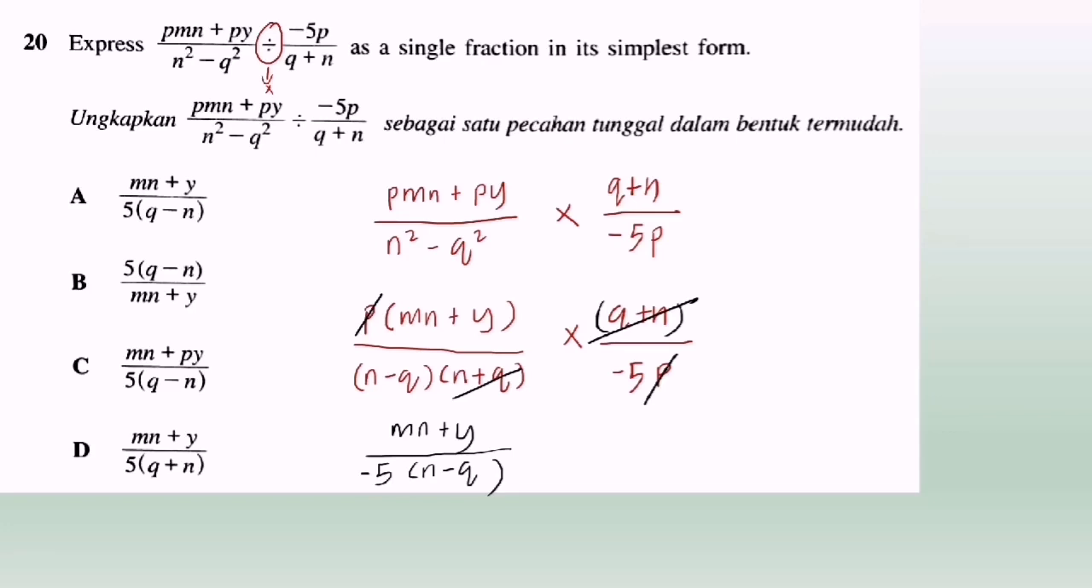To see the answer, what you need to do is put the negative into the bracket, which means here becomes negative n and here is plus q. So the answer is (m plus y) over 5(q minus n). So the answer is A.